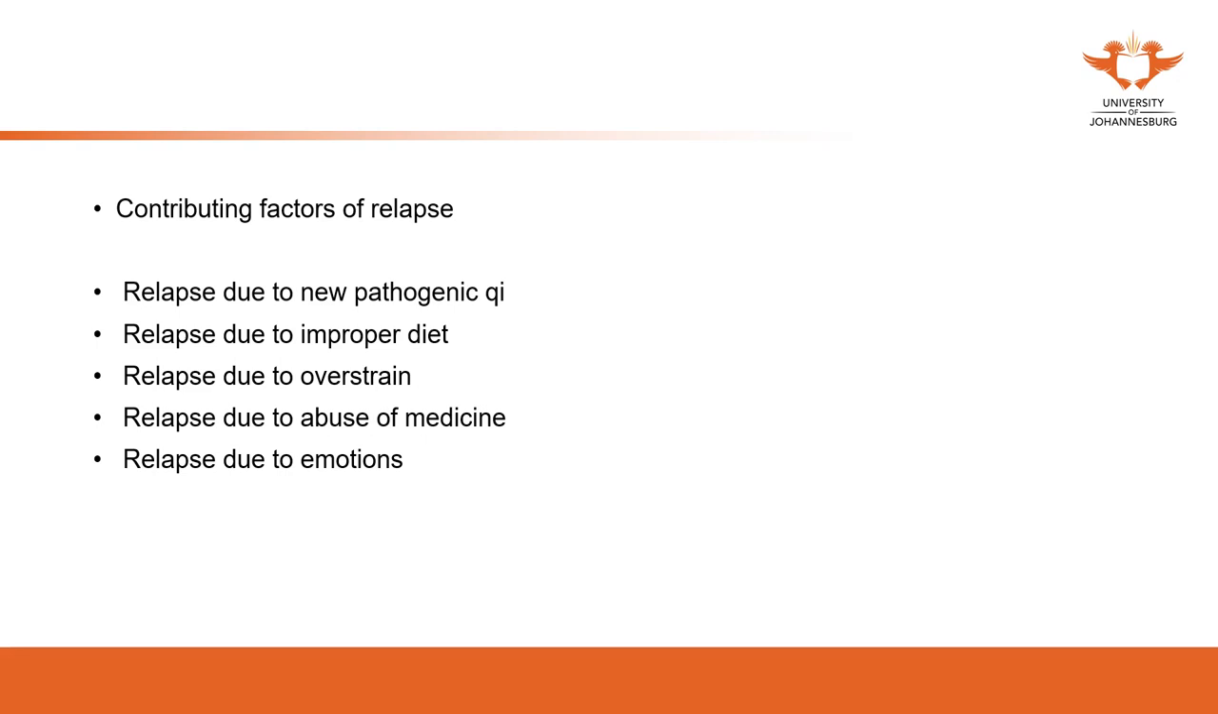Contributing factors of relapse. Relapse due to new pathogenic qi. This is the example I gave you just now for the flu. The patient recovers, almost recovers, but he jumped in the pool, and the symptoms become worse. That's because the pool has dampness and coldness. In this situation, the patient's antipathogenic qi is still weak. That's why he was sick now. Although he's recovering, now there's another pathogen attacking the body. That's the coldness from the coldness and dampness. That's the new pathogenic qi. So this example is relapse due to new pathogenic qi.